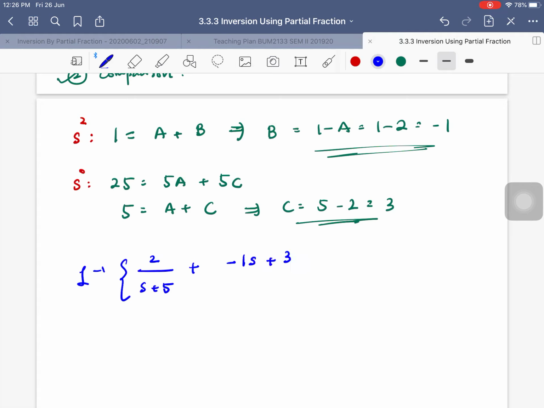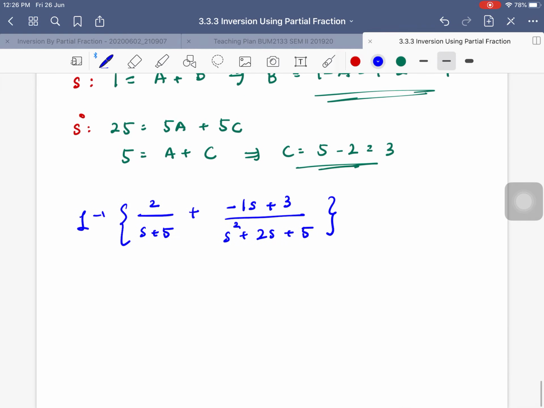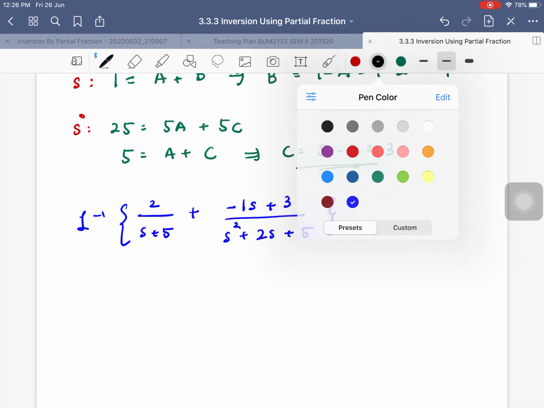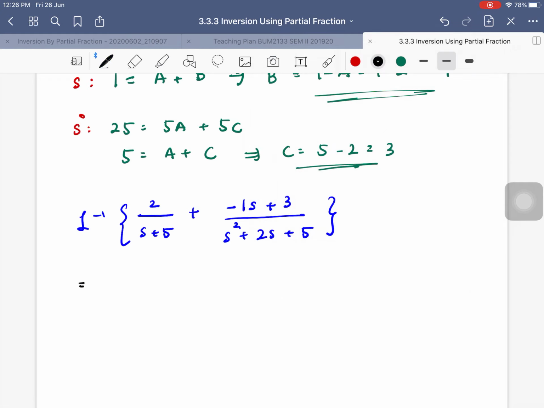That is going to equal plus 3, and that is going to be over s squared plus 2s plus 5. Okay, so this is going to be a bit more complicated than one that we have seen before, but the idea is still going to be the same. So whatever is possible to be inverted by using the table, which is the first one, is simply going to be 2 exponential of negative 5t.